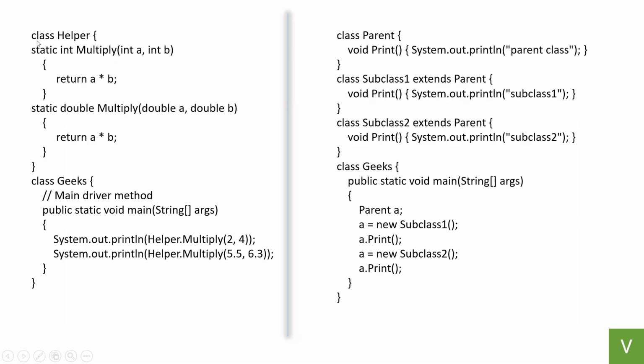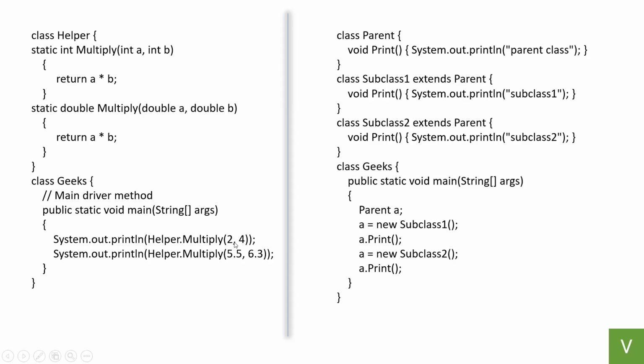So let us consider we have a class called Helper. It consists of only methods. It consists of two methods, and we also have a main class. As we know, the execution in Java starts from the main class. In the main class, we called helper.multiply of 2, 4. Similarly, we called helper.multiply of 5, 5.5 and 6.3. Observe the parameters in the function. The first one consists of integer values, and the second one consists of double values.